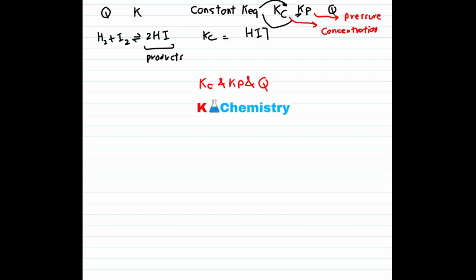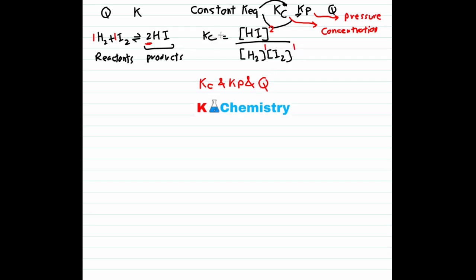In Kc, I will put the concentration of the product divided by the concentrations of the reactants multiplied by each other, not added. So I have H2 as the first reactant and I2 as the second reactant. And every one of these will be raised to the power of its coefficient. The coefficient of HI is 2 in this balanced equation, so I will put HI to the power of 2. The coefficients of H2 and I2 are 1 and 1, so the powers are 1 and 1. And of course, we don't write 1.